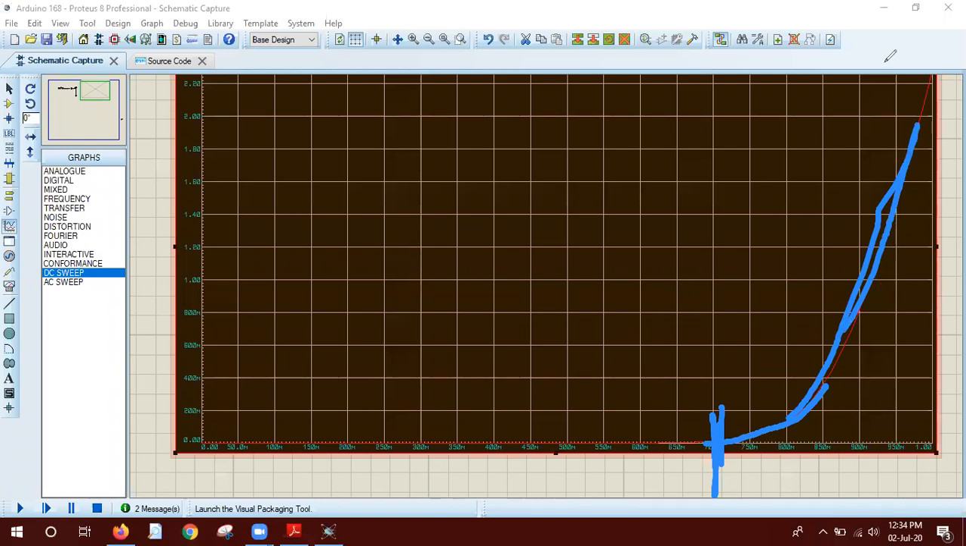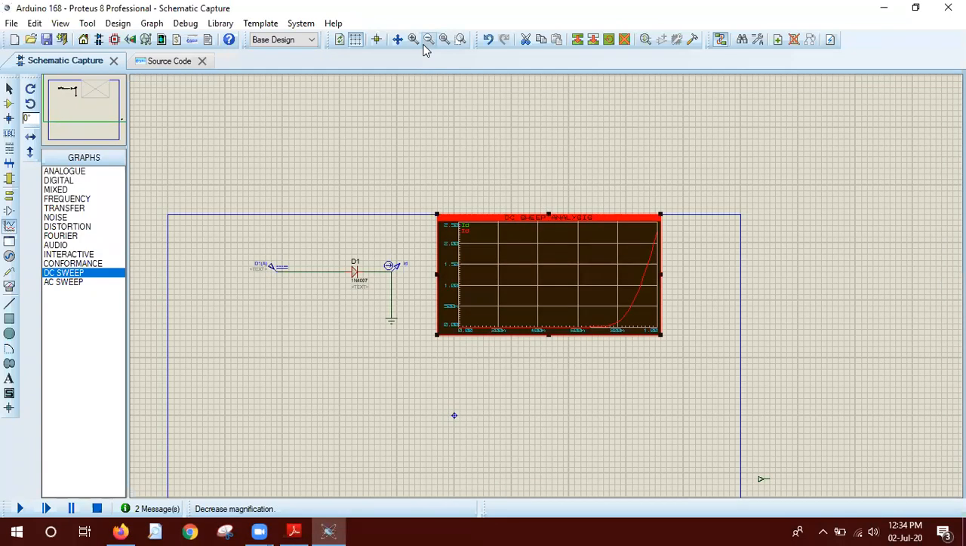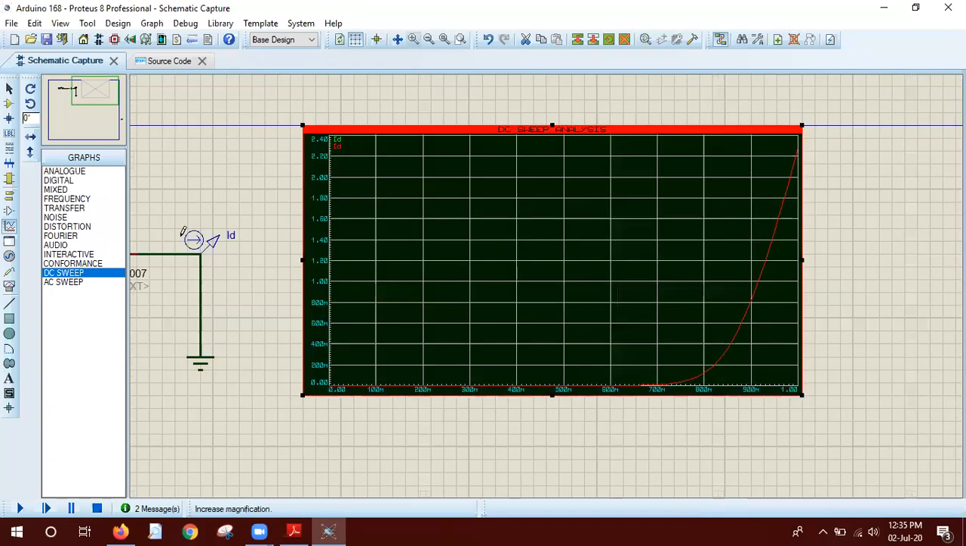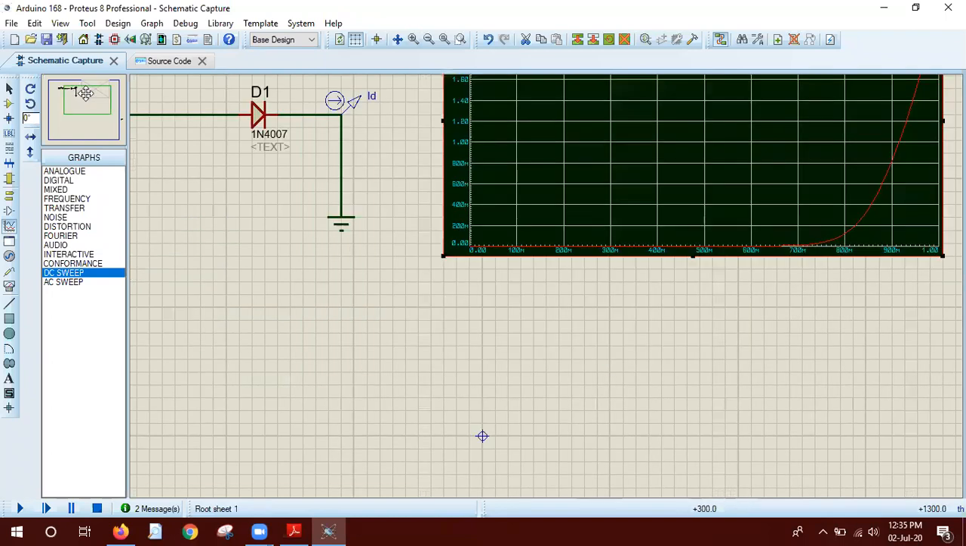So in the similar manner, my student, this was the forward bias or reverse bias? Forward bias, sir. This is definitely the forward bias. And let me take a picture for other students, which will be helpful for them.